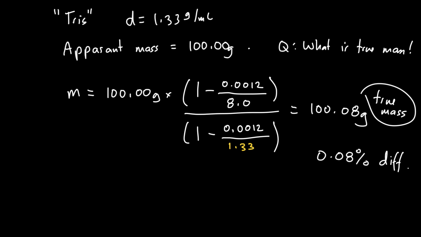So if you were doing a calculation, you were changing the mass of the tris to moles, and using it to calculate the concentration of an acid or a base, you'd be off by 0.08%. So this is 1 part per 1,000. This is 8 parts per 10,000. So you'd be 8 parts per 10,000 off, or 80 parts per 100,000, or 800 parts per million off if you didn't make this correction.